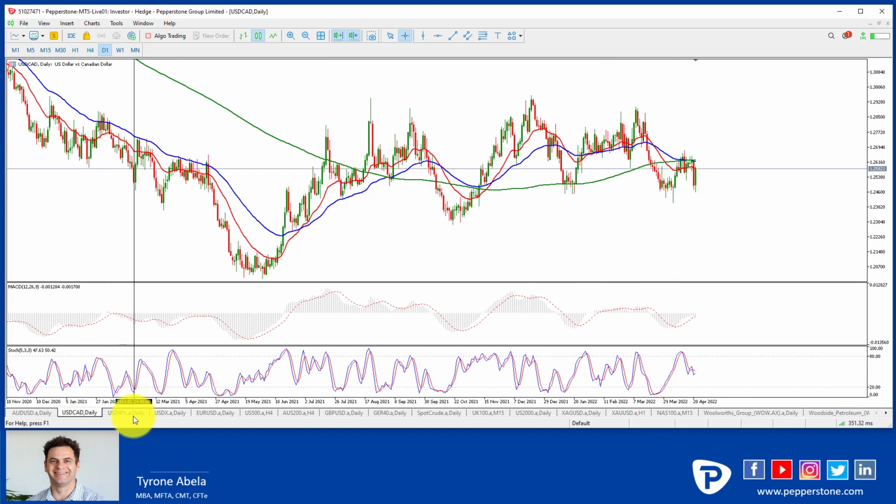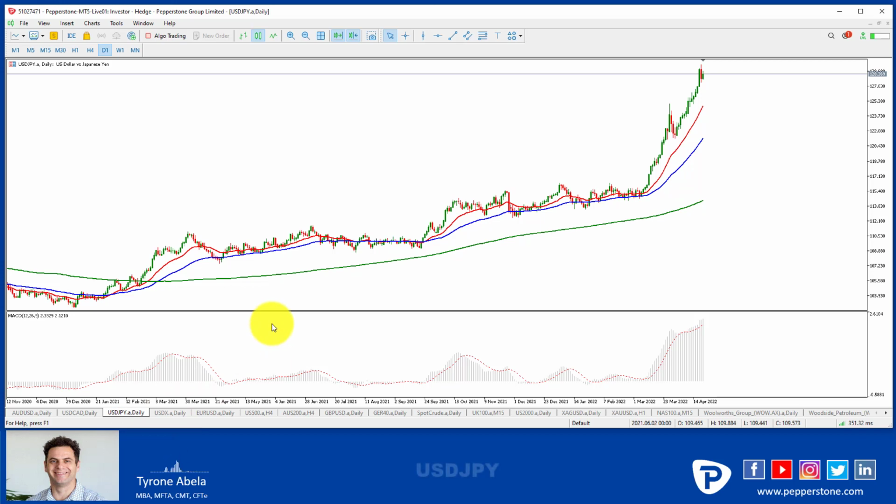All right, US dollar yen, the machine that just keeps on going, finally saw a little bit of a pullback, not very much of one, but a little bit of red in the last couple of days. We've picked up again today, though. A little bit more strength was picked up at 128.37.